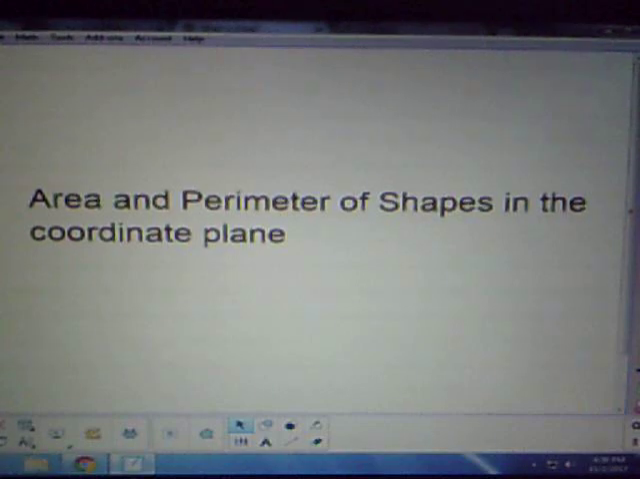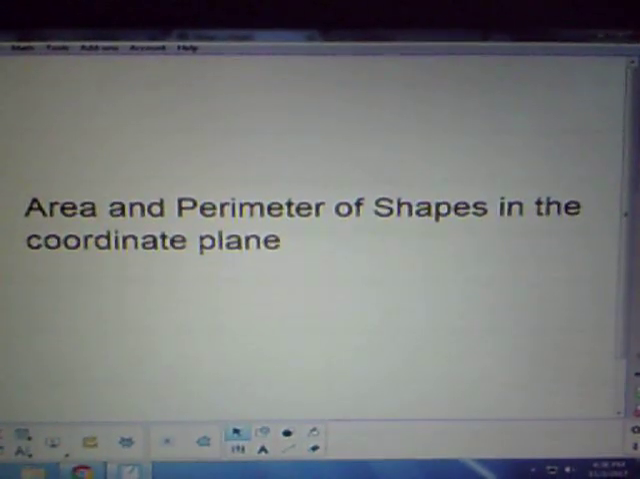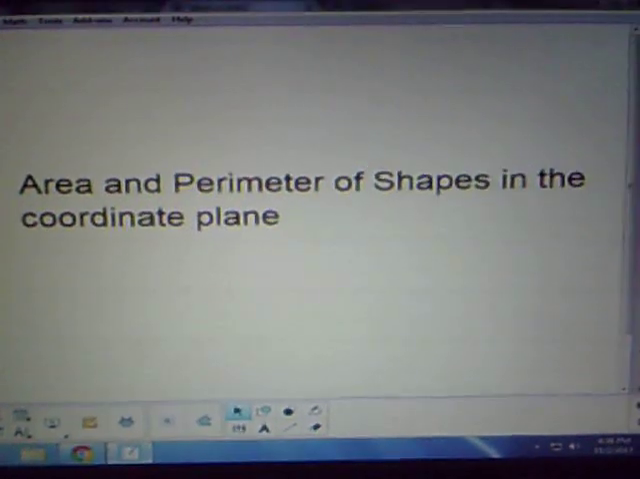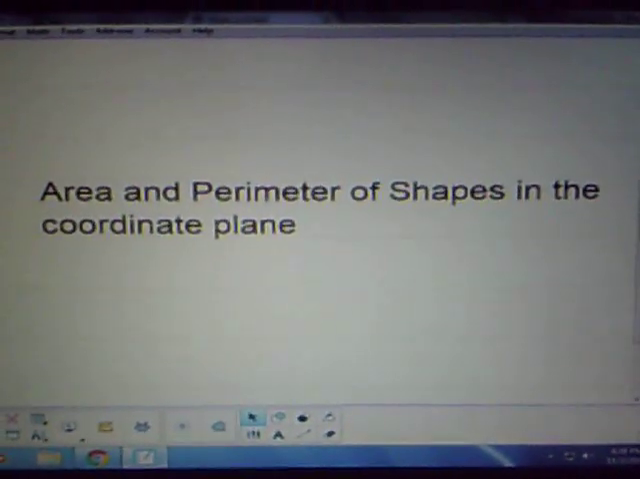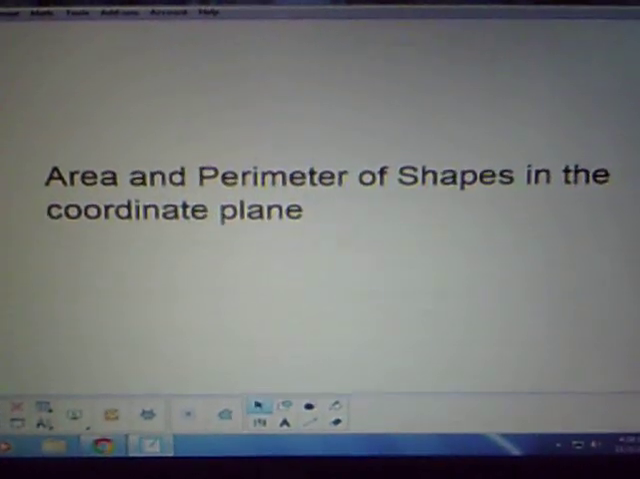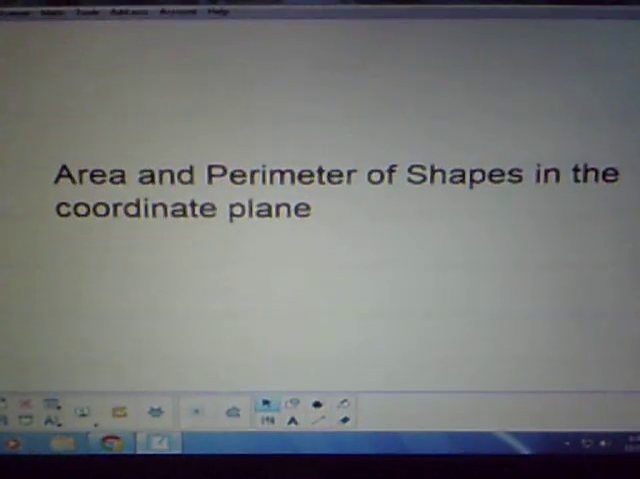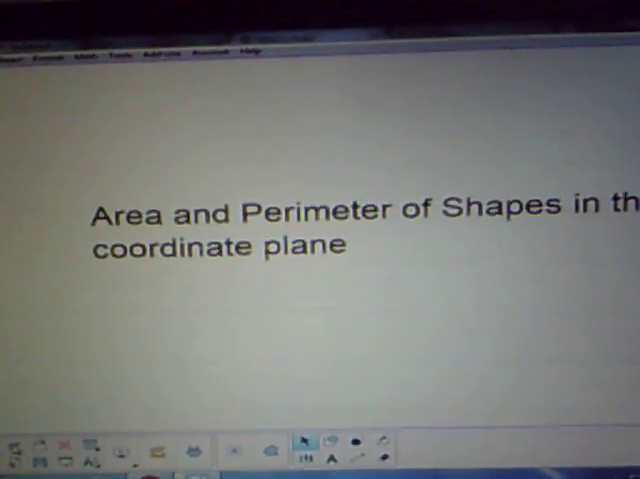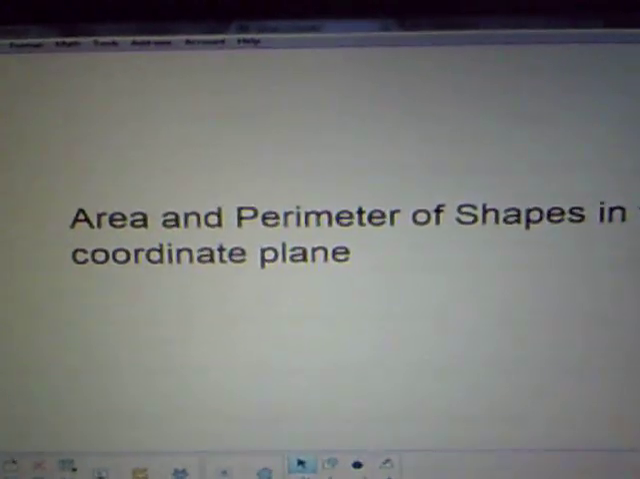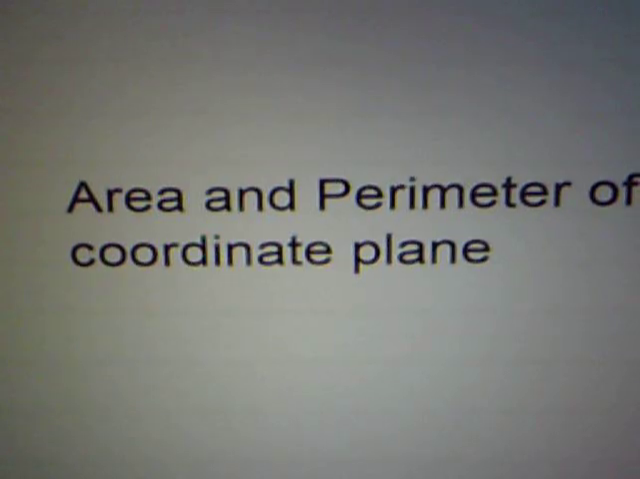This is Mr. Korn. Today we're learning about area and perimeter of shapes in the coordinate plane. We previously talked about graphing points in the coordinate plane and finding distances between points in the coordinate plane, and students have also learned how to graph points and connect the dots to make shapes. But now when we make shapes, we're going to talk about how to find two important parameters of the shapes, which are area and perimeter.